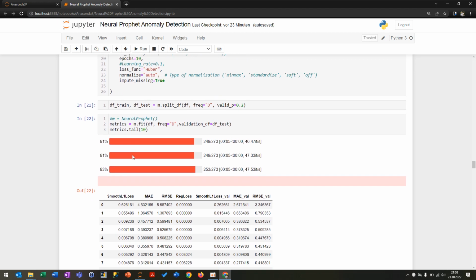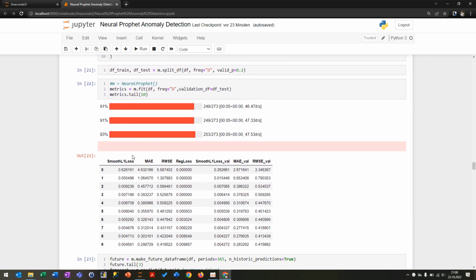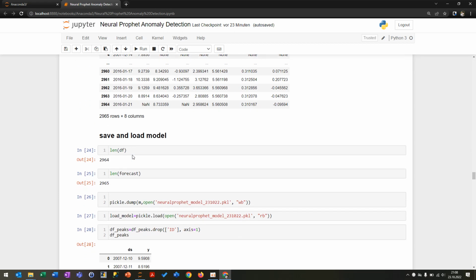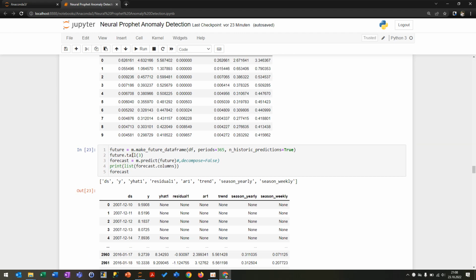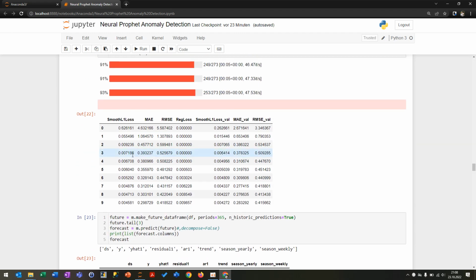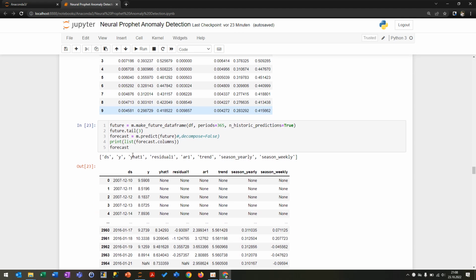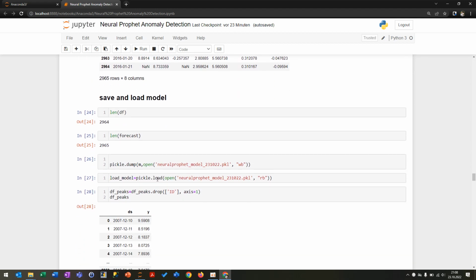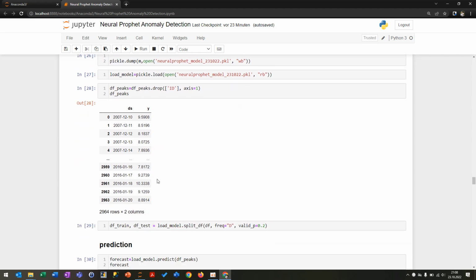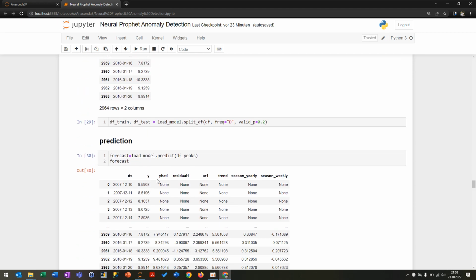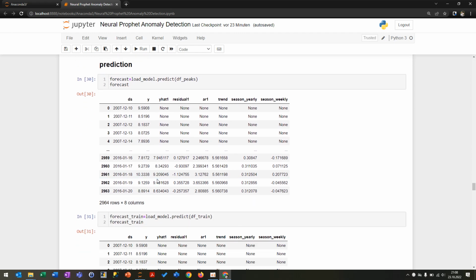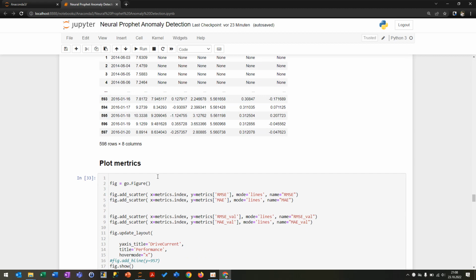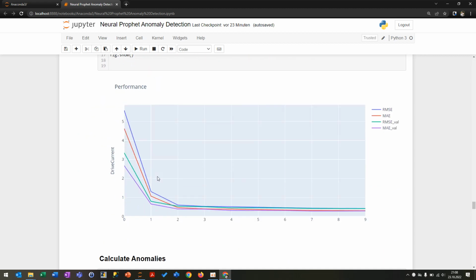Then I'm training everything. Then you can see the mean absolute error and the root mean square error as well, which looks actually good. Then you can save and load the model here with pickle, saving and loading everything. Then I'm doing the first prediction, also with training and test data. Then I'm plotting the metrics above.